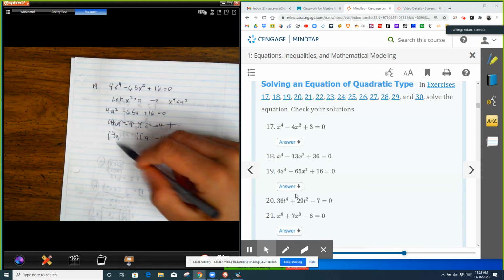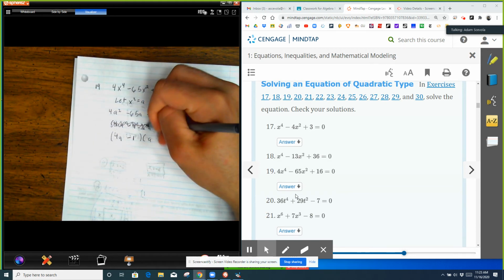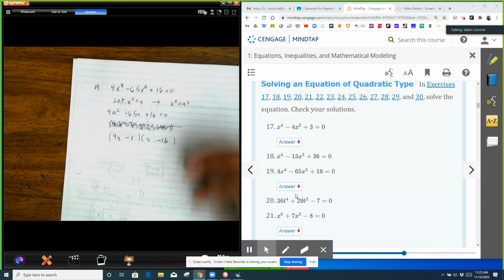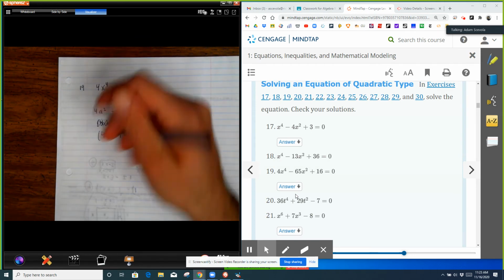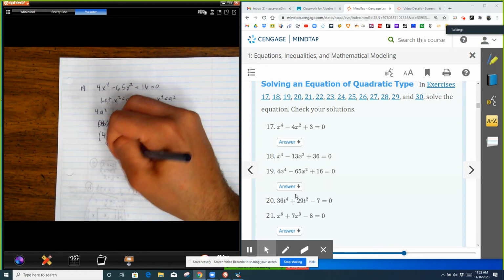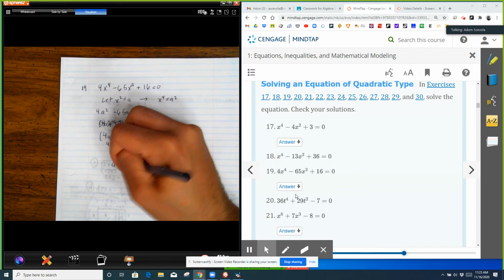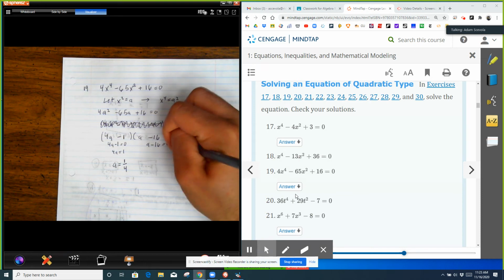Okay, so that means that if I set this equal to 0, I get a equals 1/4. And if I set this equal to 0, I get a is equal to 16. Now I'm not solving for a, we're solving for x. And we know that x squared is equal to a, so we can substitute that back in.